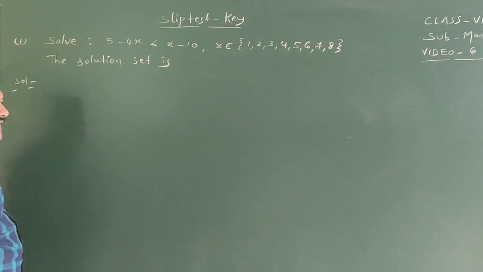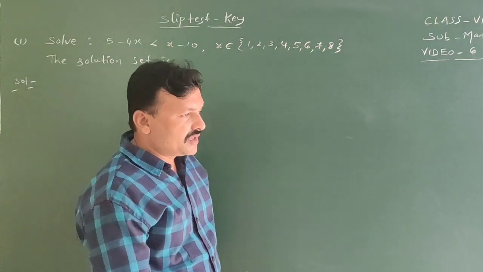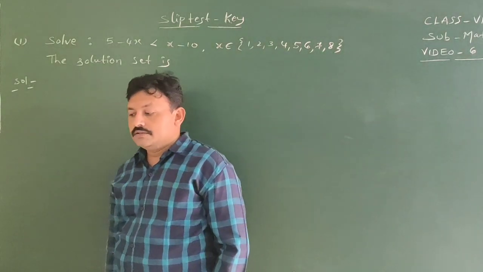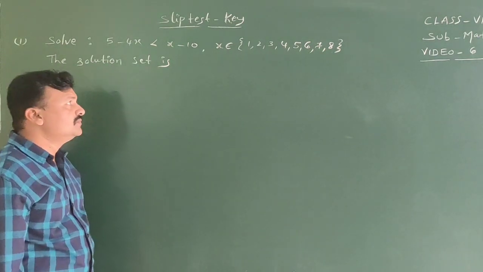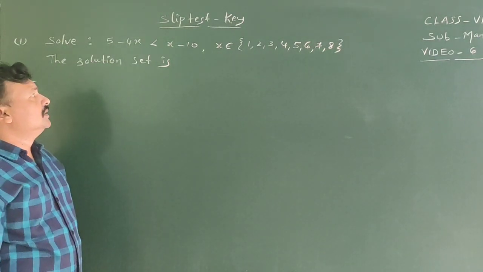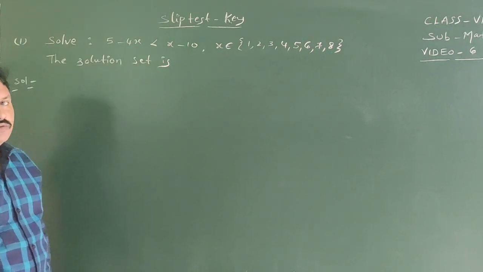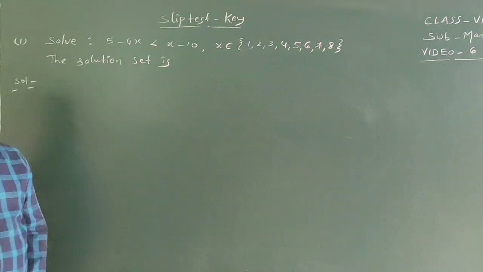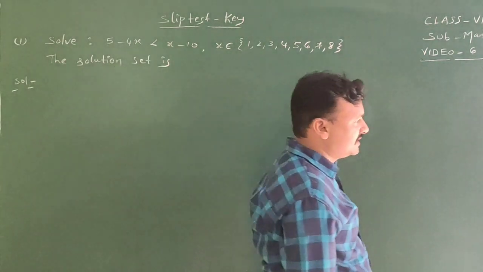For the given inequality, we shall come across three types of solutions. The first one is that the given inequation has infinitely many solutions. Otherwise, the given inequation has finite solutions. And sometimes, for the given inequality, you won't get any solution set, that is the null set, phi.